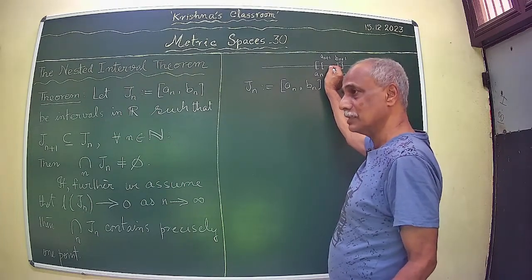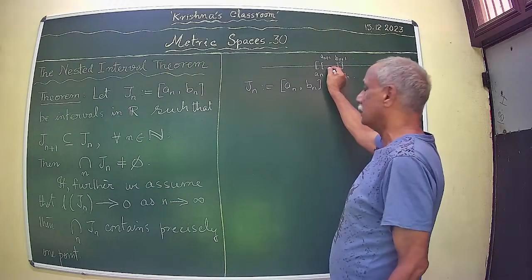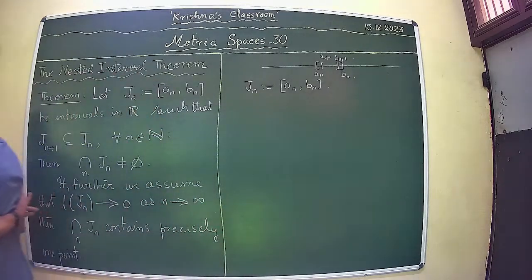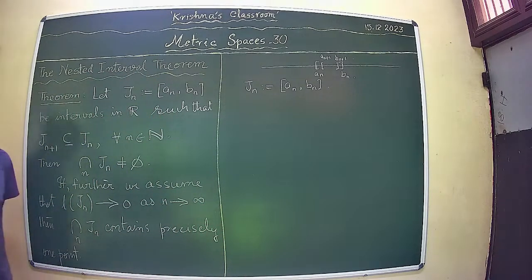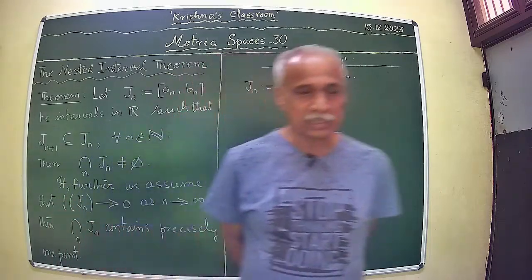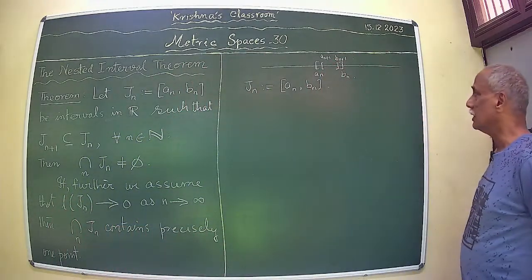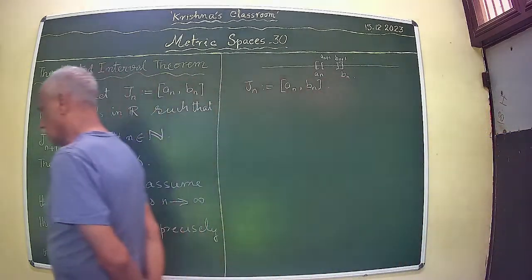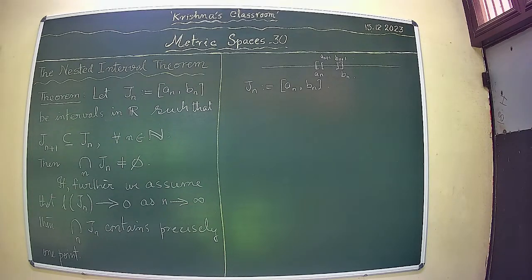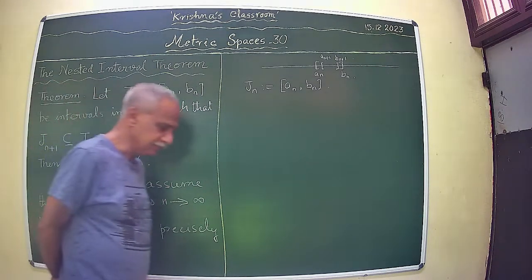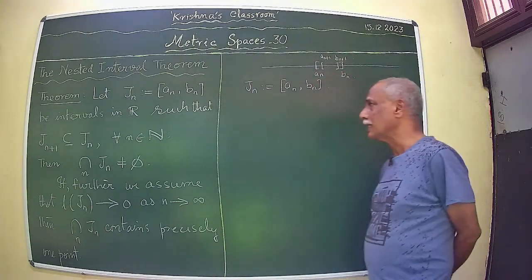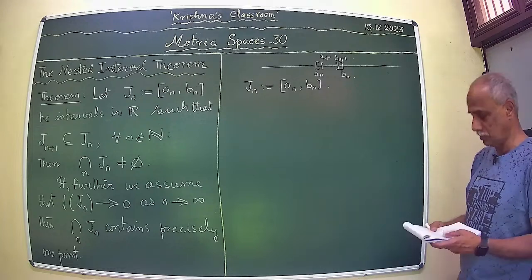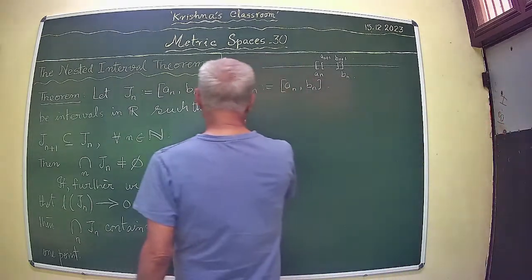Eventually, when you take the intersection, that means the set of all points which lie in every one of them, then that set is non-empty. That's the first thing. The second statement says that the length of the interval is bn minus an. If bn minus an goes to 0 as n tends to infinity, then there is exactly one point inside that intersection. Okay, so let us prove this theorem.